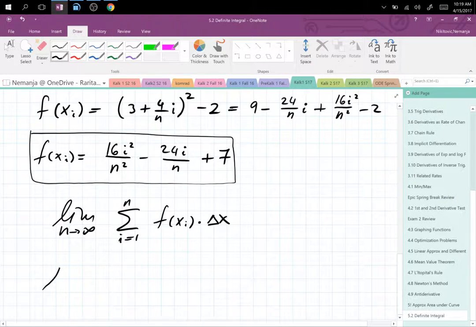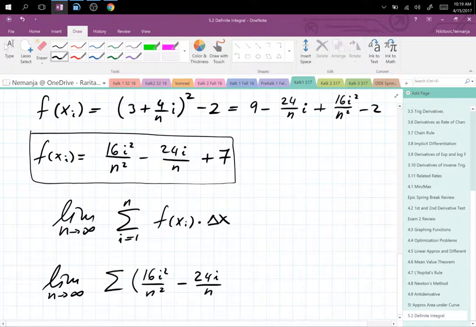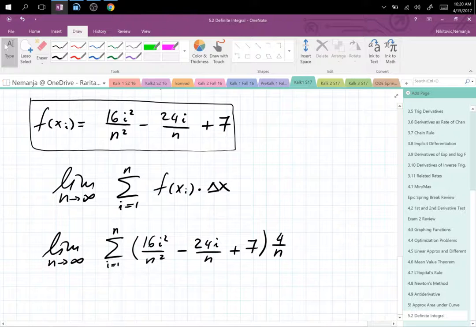Well, you know what these things are now. So limit n goes to infinity, summation of, and we are going to write 16i squared over n squared minus 24i over n plus 7, everything times delta x, which was 4 over n. Summation goes i from 1 to n. So we will finally manage to set up. So this is the setup right there. And now we just have to solve this.